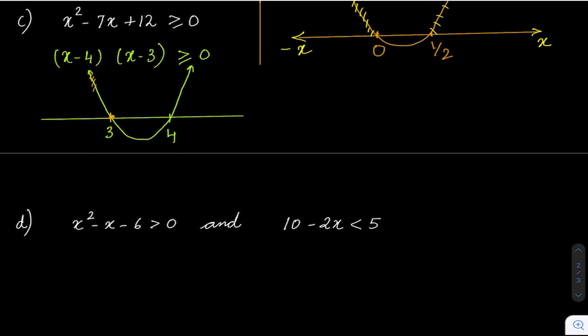So I will say in this region, and remember, in this case we have equal to also. So it means this 4 and this 3, we have to include. Students generally forget this, so don't forget this. So what is my answer now? I can say either my x is less than or equal to 3 or it is greater than or equal to 4. So this is my answer.